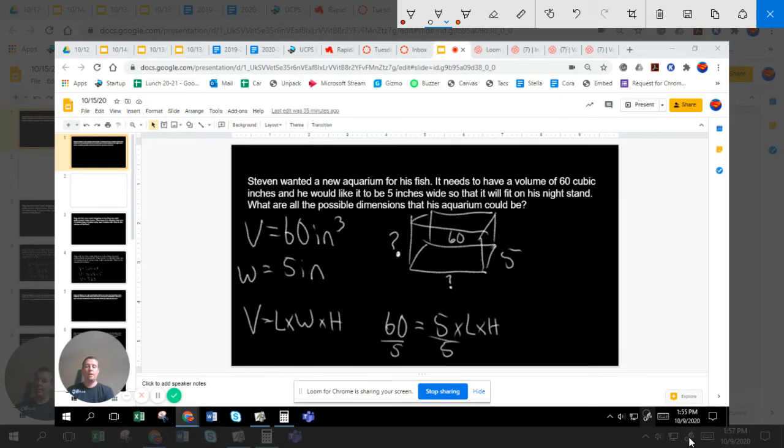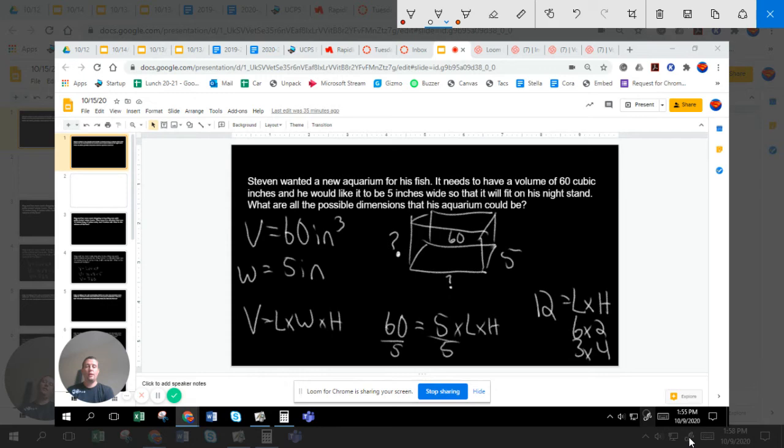So looking at this, I would want to know what's 60 divided by 5. Luckily, I do happen to know that that's 12. So now I know that 12 has to be equal to the length times the height. Because what I did is I got rid of this 5. Got rid of it. So let's see. I need two numbers. When I multiply them together, they will make 12. Okay, how about 6 and 2? Or 3 and 4? Or 1 and 12 for that matter.